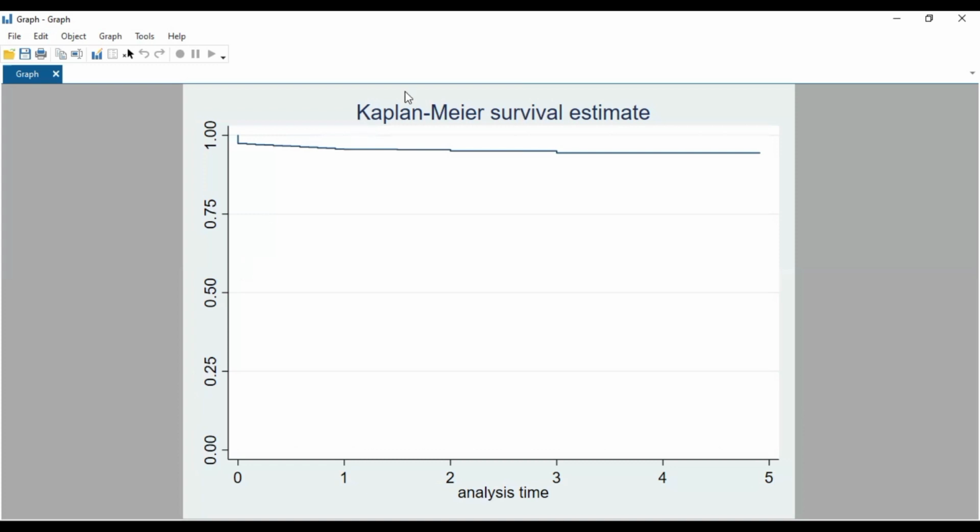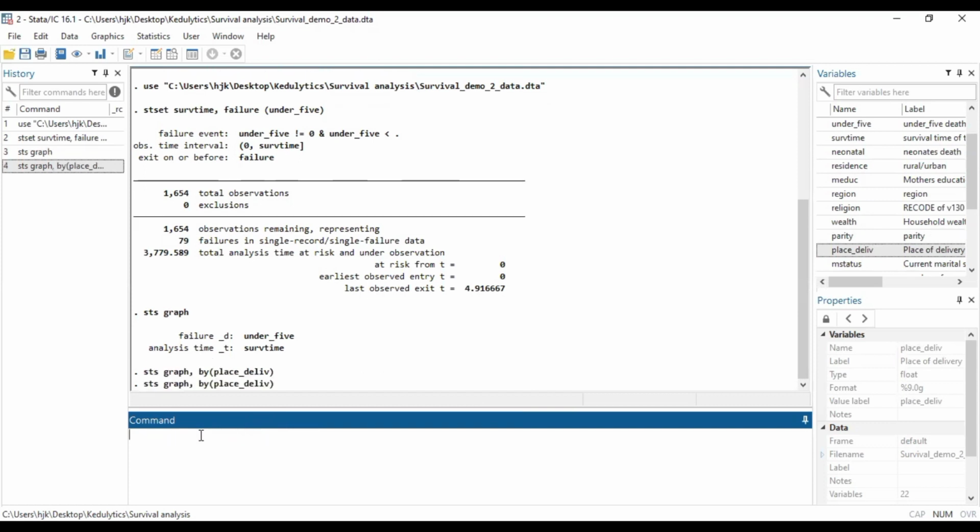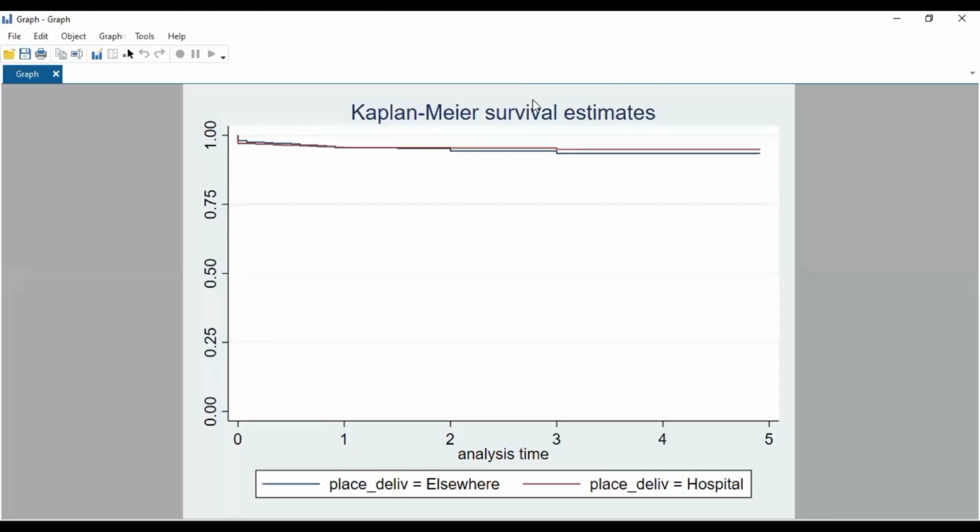Now we want to see how we can compare groups to see whether the survival rate is higher in one group compared to another. To do that, we are going to compare survival of these children among those that were given birth in the hospital and those that were delivered at home or another place other than the hospital, to see if there is a difference visually, not doing statistical inference.